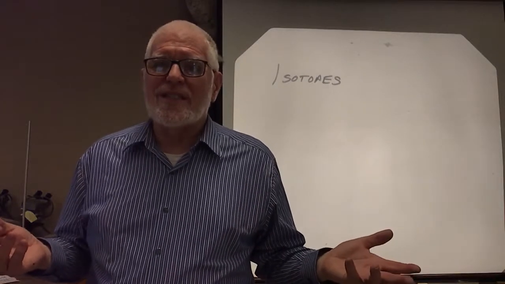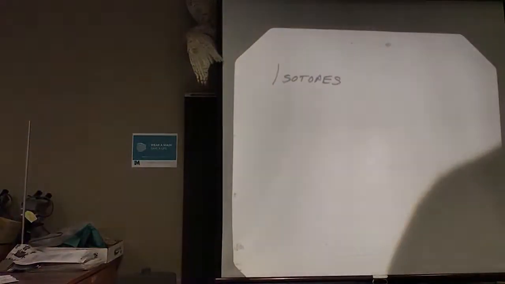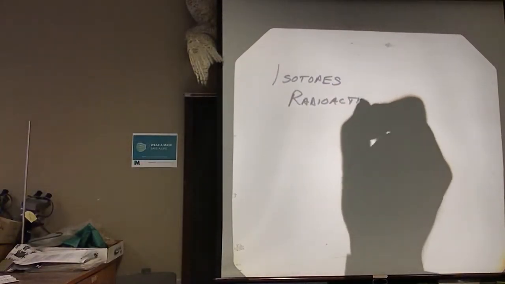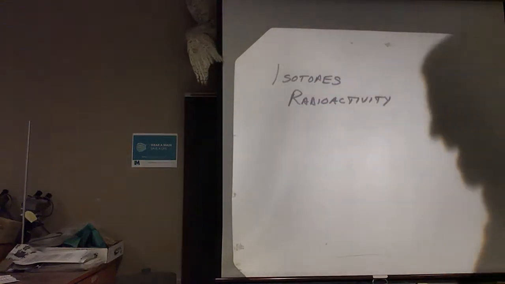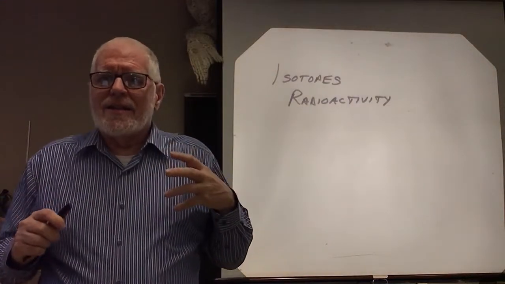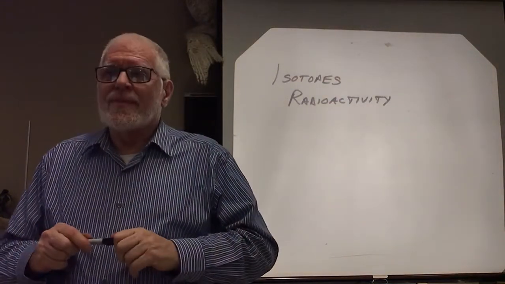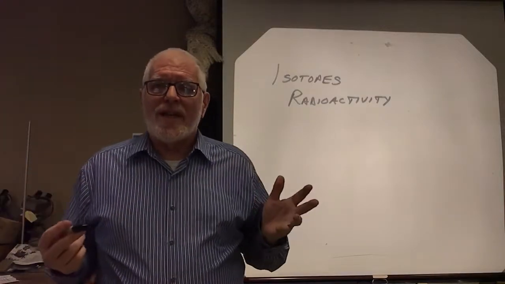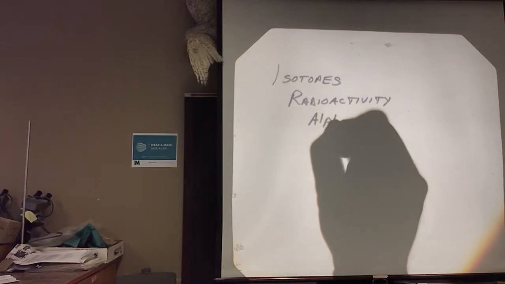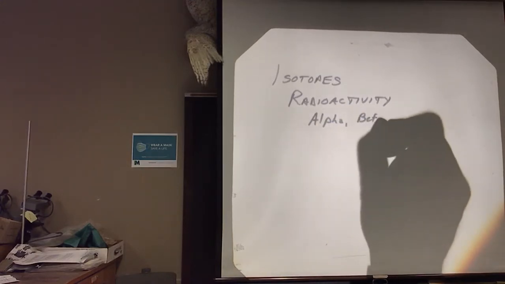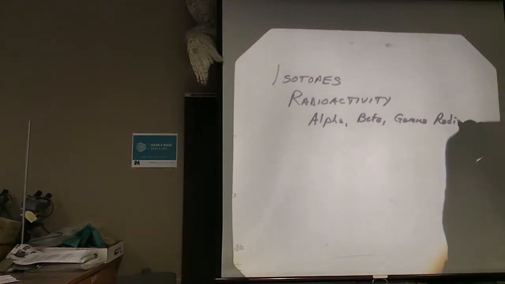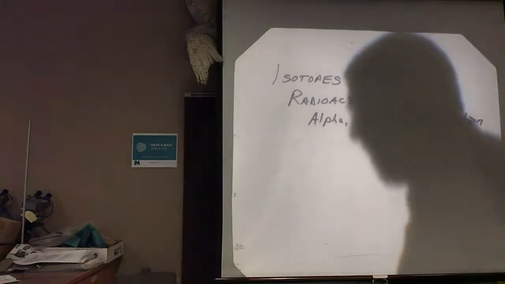What happens if a nucleus is unstable? It will get more stable by dumping stuff off. There's a few different ways that it does this. I'm going to write this and then talk about it. I'm going to work my way backwards.